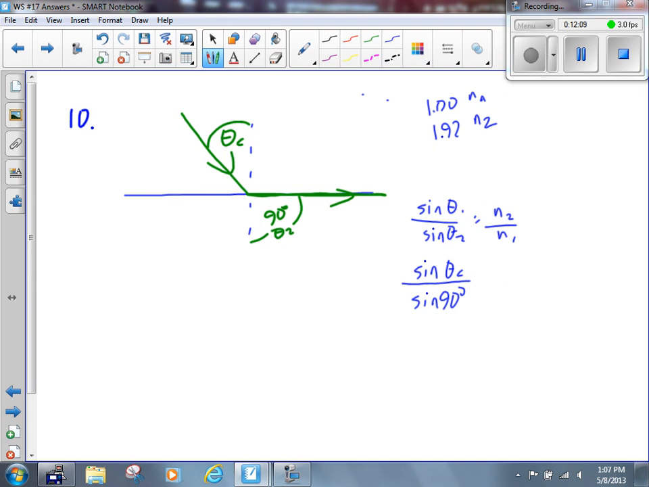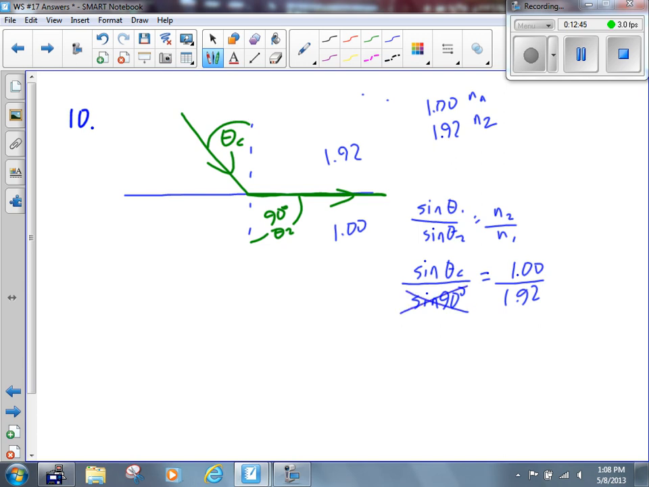N2 is going to be 1.92, and N1 is going to be 1.00. Sorry, the other way around. The reason for that is because we're always going from a high index of refraction to a low index of refraction. If we went the other way around, the ray of light wouldn't bend away from the normal line, it would bend toward the normal line, and we wouldn't get, under any circumstances, total internal reflection. It only happens going from high to low index of refraction. So N2's got to be 1, and N1's got to be 1.92.